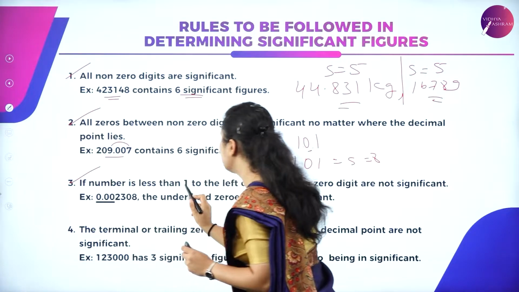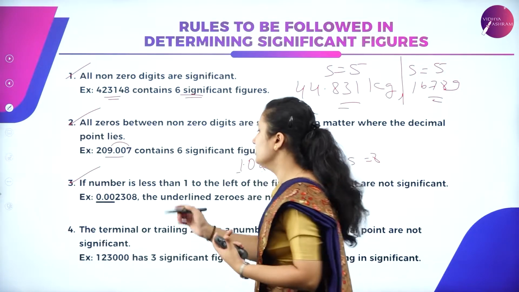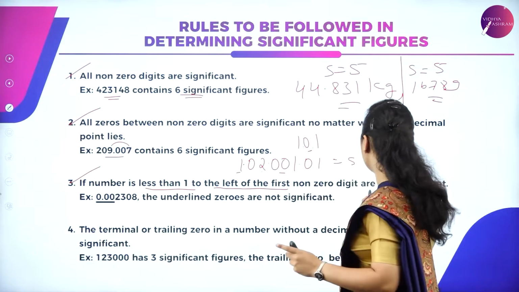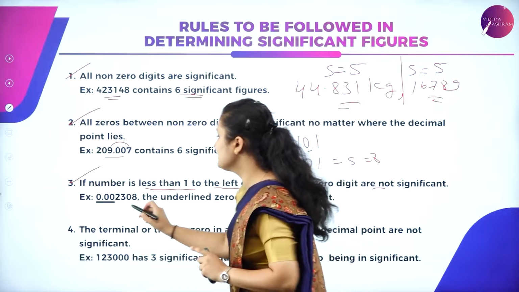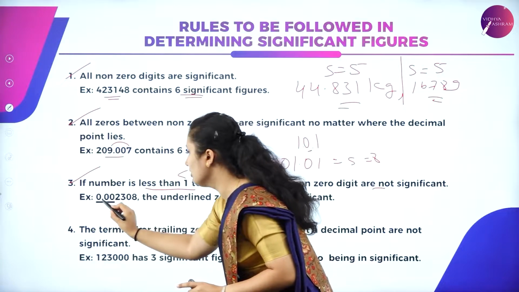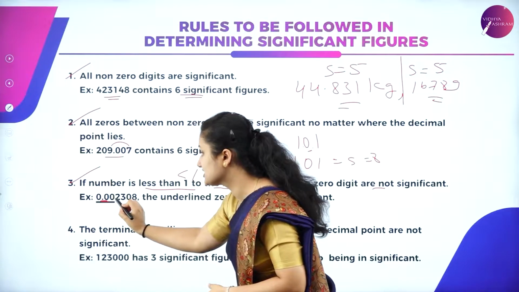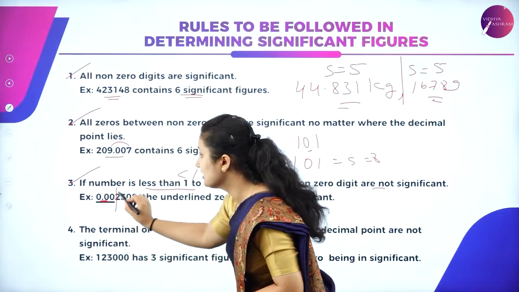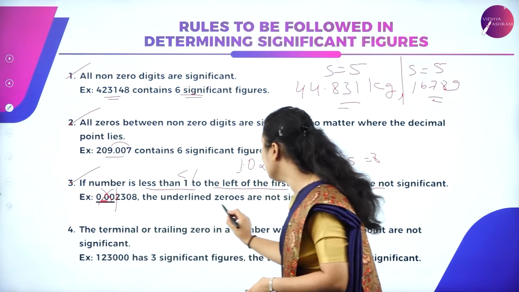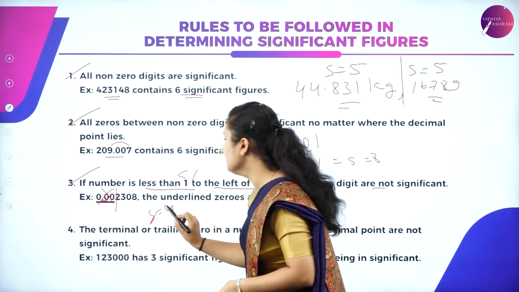If the number is less than 1, so we are talking about a number less than 1, the zeros to the left of the first non-zero digit are not significant. So you can see an example here. If the number is less than 1, that means 0 is less than 1, right? The zeros to the right of the decimal point and to the left of the first non-zero digit are insignificant. The underlined zeros are not significant. So you have 1, 2, 3, 4. You have 4 significant figures here.